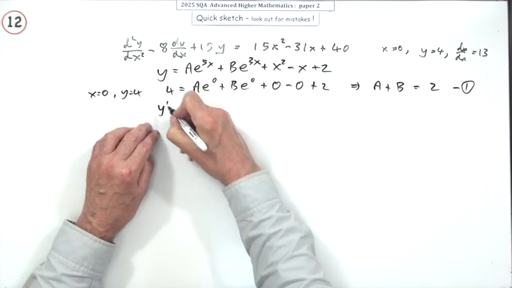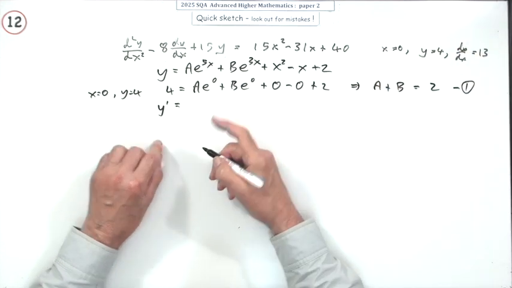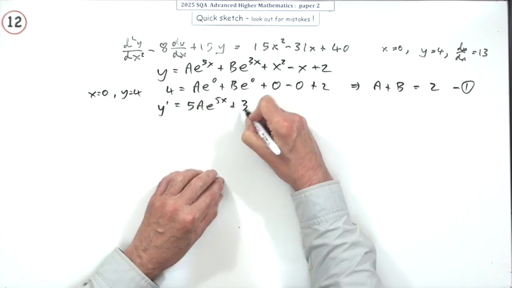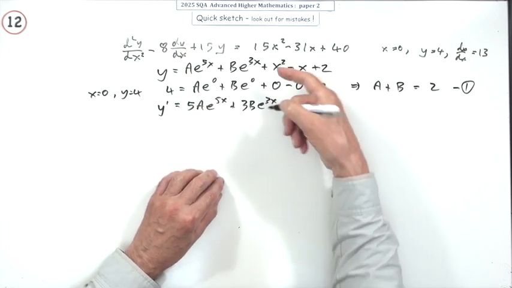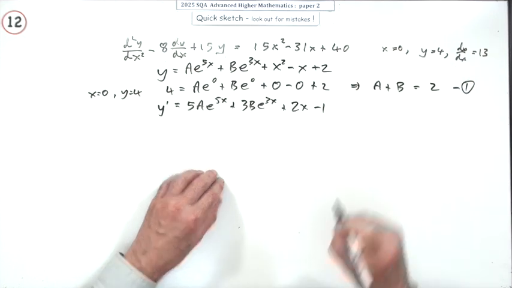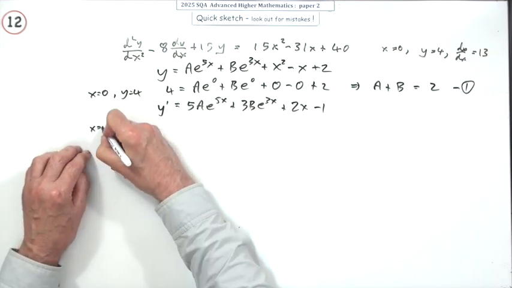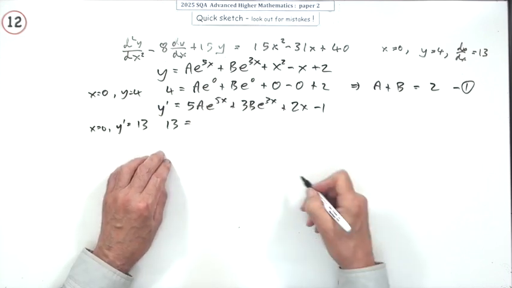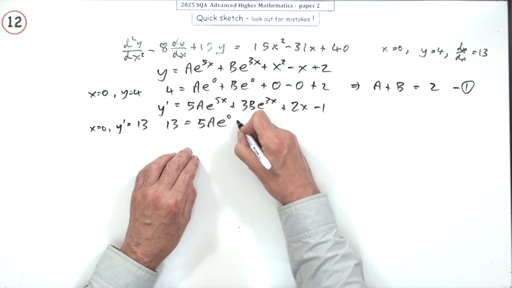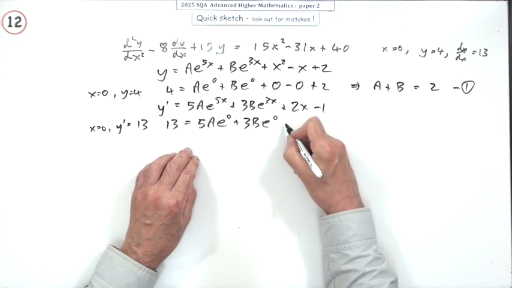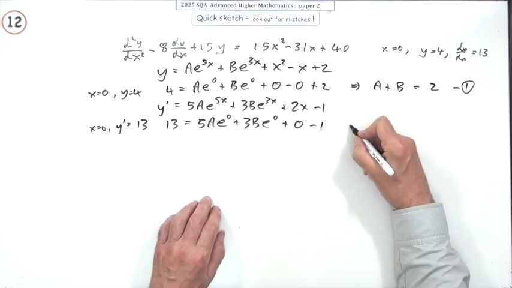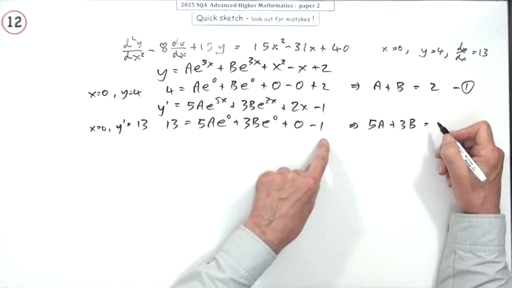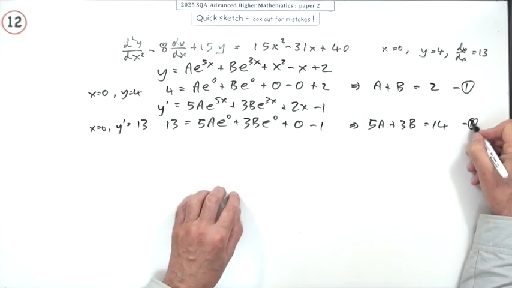Now I'll need to differentiate it, so I can use this second one. So that will be 5a e to the 5x, plus 3b e to the 3x, plus 2x, just minus 1 and gone. Now I can call in x equals 0, y dashed is 13. So 13 equals, here we go again, 5a e to the 0, 3b e to the 0, plus 0 minus 1. So what have I got? I've got 5a plus 3b equals, take that one across, and that's a 14 for number 2.